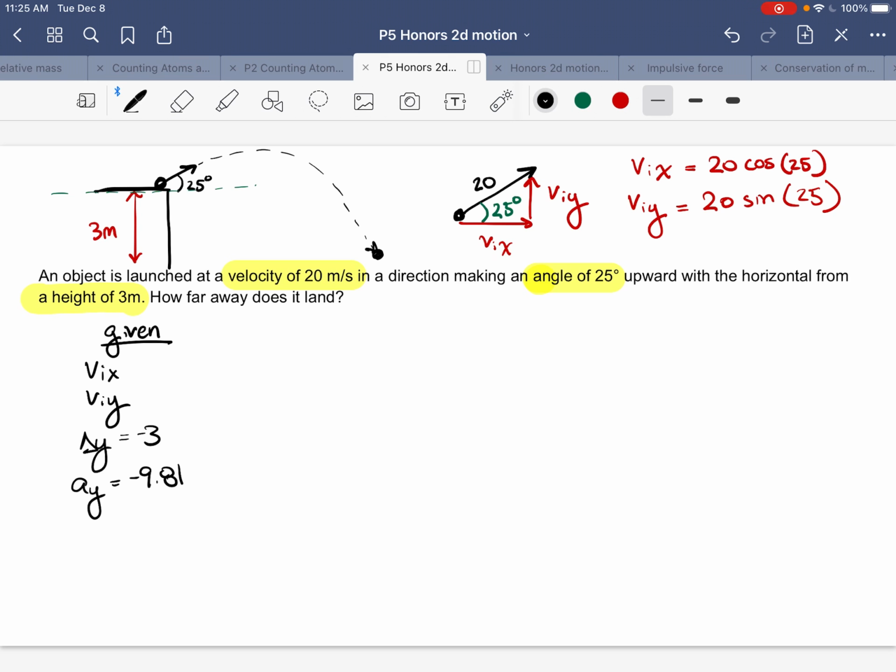And what am I trying to find? So I need to find delta x, but I know in order to find delta x, as in most projectile motion problems, I also have to find t. So the only thing I'm missing here is v final y. So because I want to find how far away does it land, that's the x direction, I actually want to start in the y direction to find time. So I have to choose a y direction equation that does not have final velocity. The only one that meets that is this equation here.